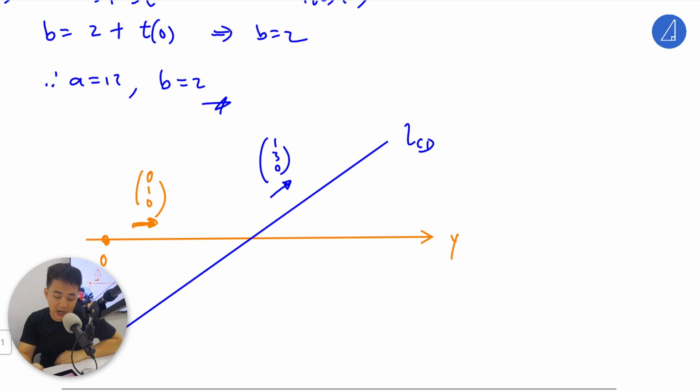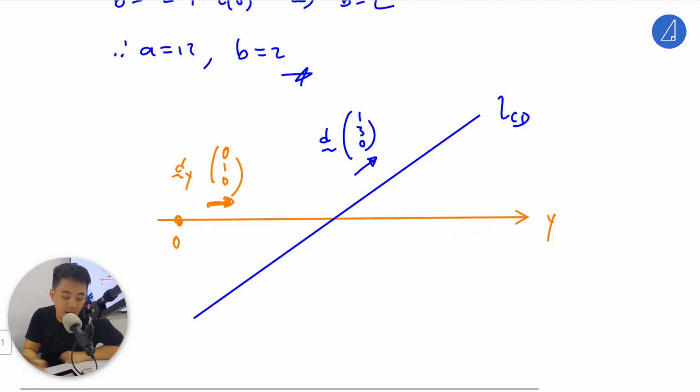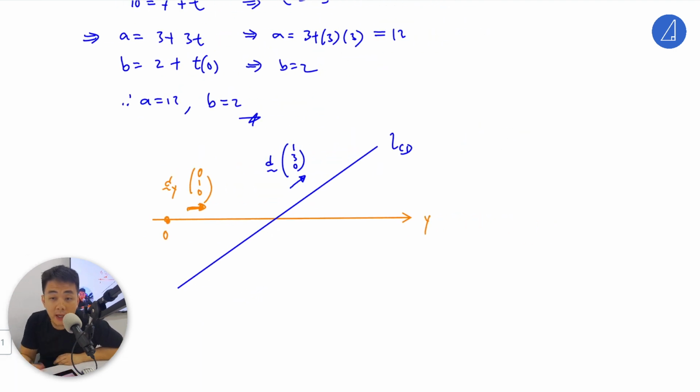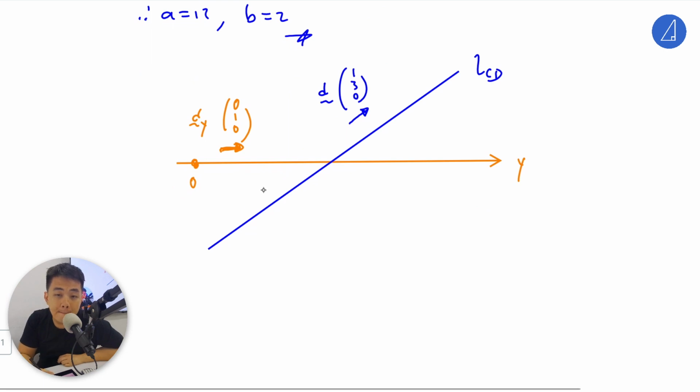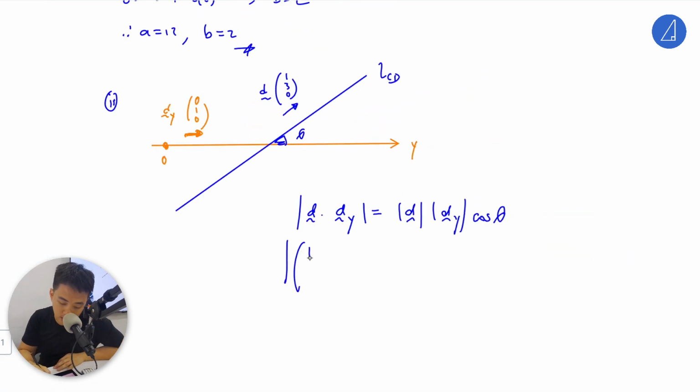Okay, so I can put this as D. Then this direction of Y, I just put d subscript y. So the thing is, I want the acute angle here. So part 2, the dot product of D and d_y equals the magnitudes times cosine theta. So you just dot it. 1, 3, 0 dot 0, 1, 0. D is 1 squared plus 3 squared plus 0 squared, times 0 squared plus 1 squared plus 0 squared, cosine theta.